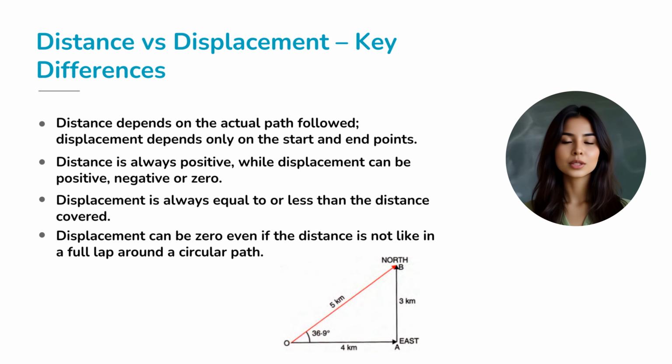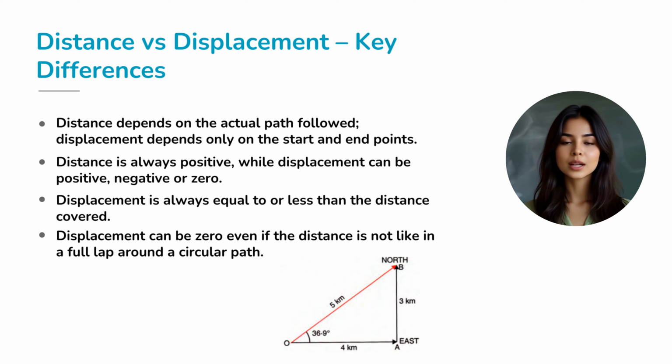Let's now compare the two, distance and displacement, through their key differences. Distance depends on the path taken. Displacement only depends on the start and end points. Distance is always positive, but displacement can be positive, negative, or zero, depending on direction. Also, displacement is always less than or equal to distance, never greater.